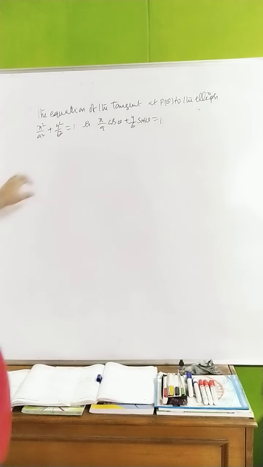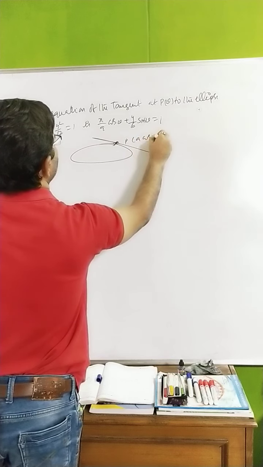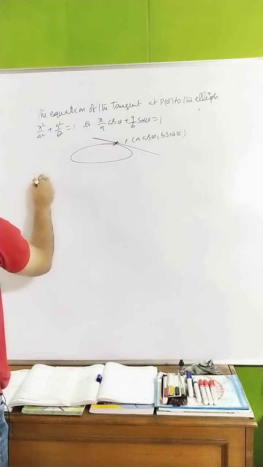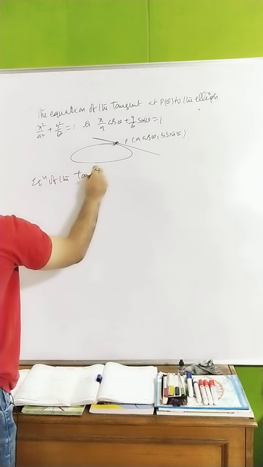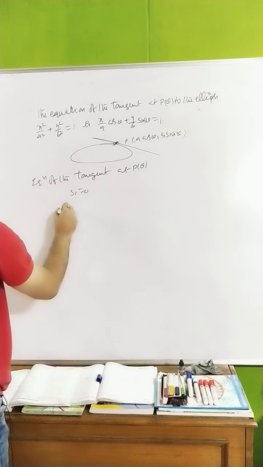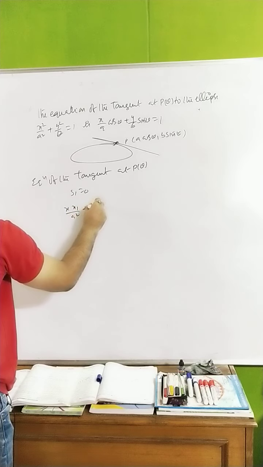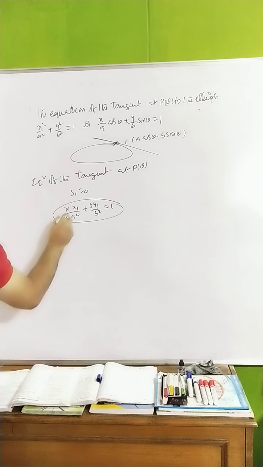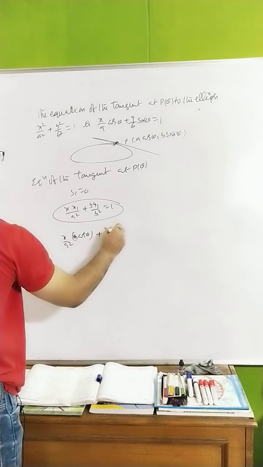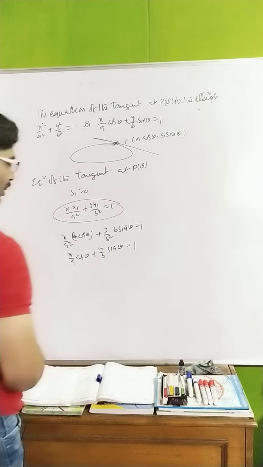Now, students, we will deal with tangent and normal. For an ellipse, take a point P as (a cos theta, b sin theta) on the ellipse. The equation of the tangent at P(theta) is S1 equal to 0. The formula is x x1 by a square plus y y1 by b square equal to 1. Here x1 is a cos theta and y1 is b sin theta, so we get x by a cos theta plus y by b sin theta equal to 1. We got the equation of the tangent.